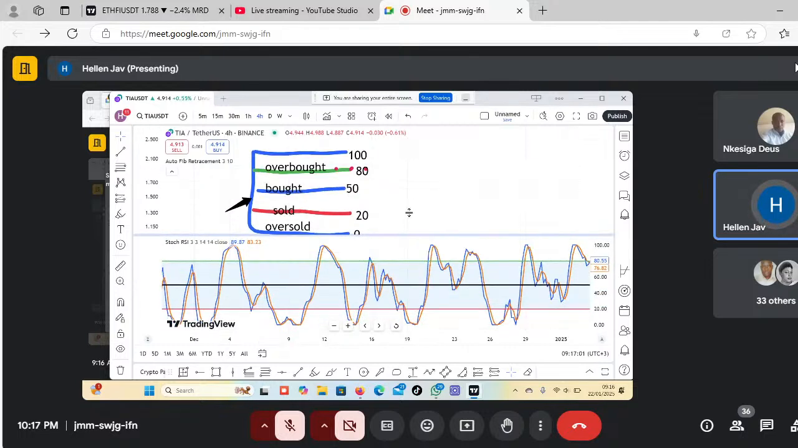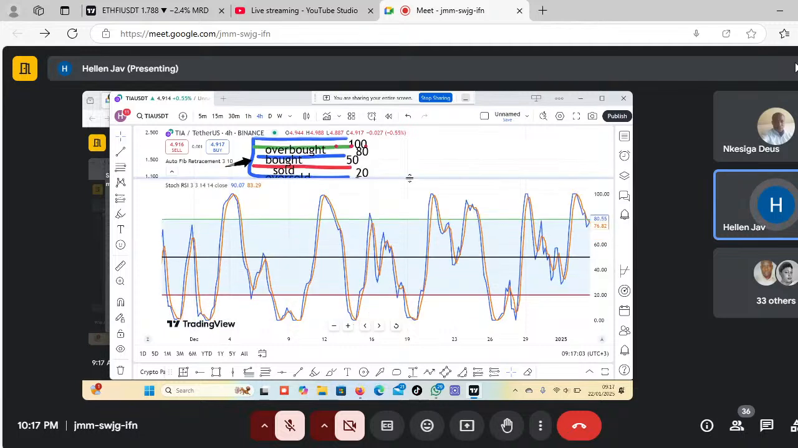It is here. Let me try to make it bigger. Okay, so this is my stochastic RSI. I've already set it. If yours is not set, I'm pretty sure those videos are there for Mr. Emerald. You can go on our YouTube channel and then you get them. Because I'm not going to go through that. It will be a very long class. I don't want that to happen.